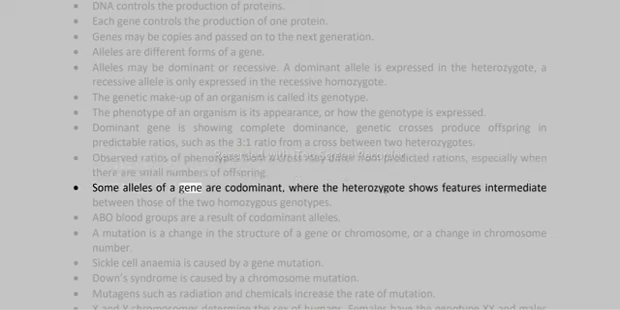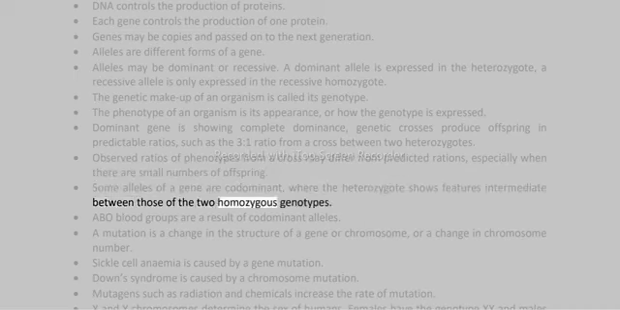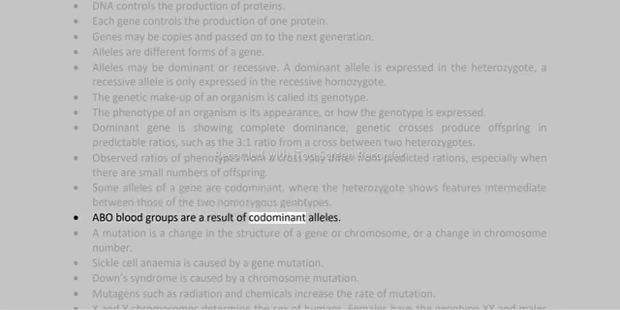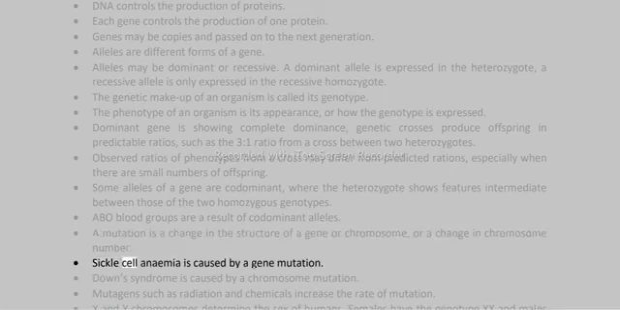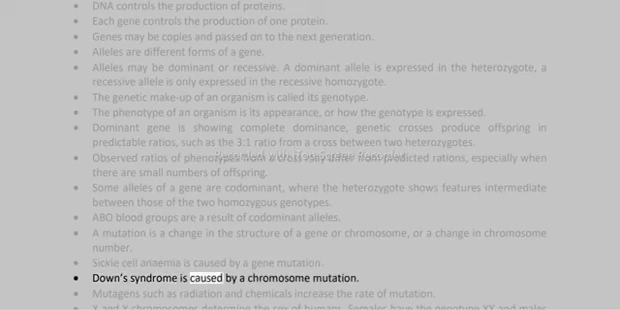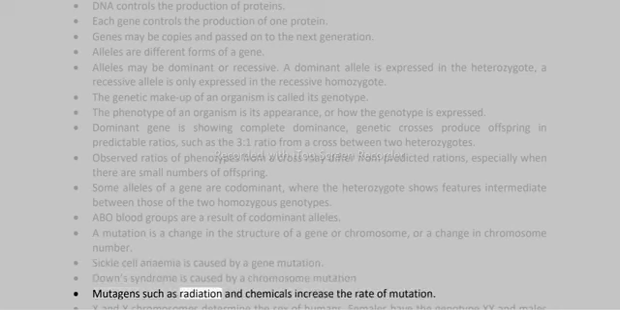Some alleles of a gene are codominant, where the heterozygote shows features intermediate between those of the two homozygous genotypes. ABO blood groups are a result of codominant alleles. A mutation is a change in the structure of a gene or chromosome, or a change in chromosome number. Sickle cell anemia is caused by a gene mutation. Down syndrome is caused by a chromosome mutation. Mutagens such as radiation and chemicals increase the rate of mutation.